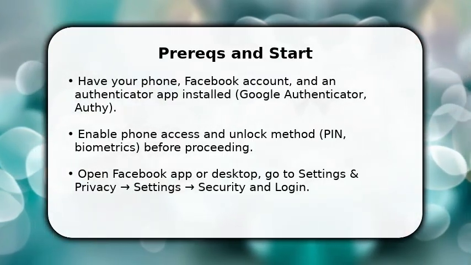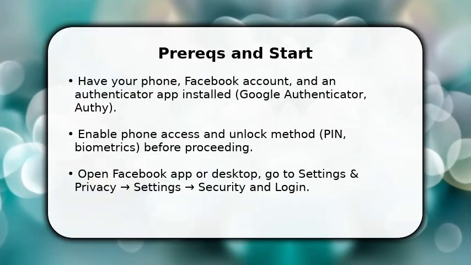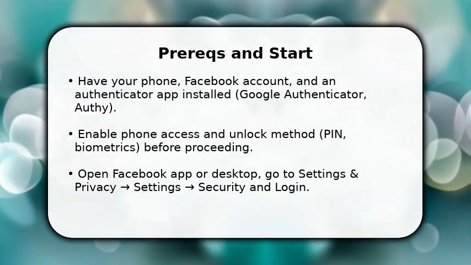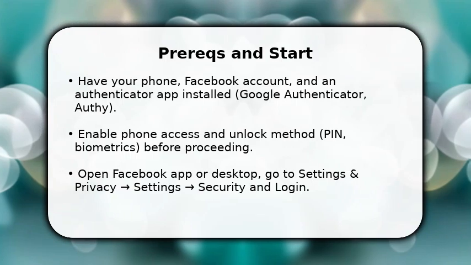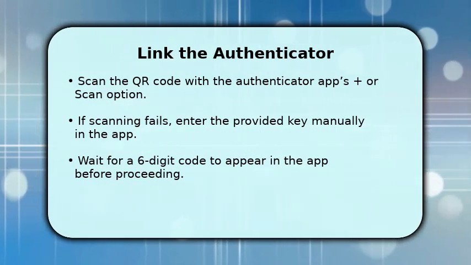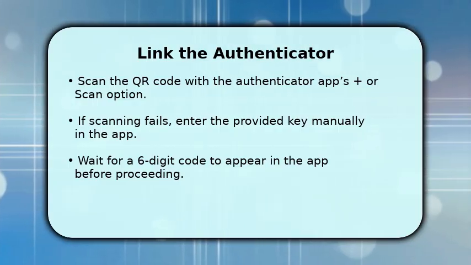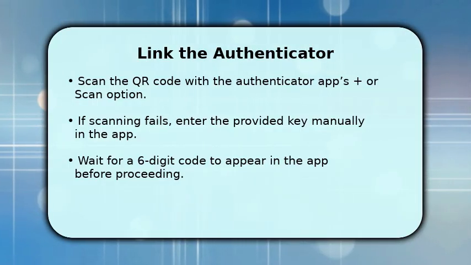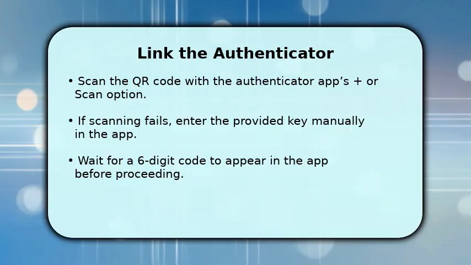Once you choose Manual Setup, you'll see a QR code and a backup key. Keep the app and this screen visible to complete the link. Now link the accounts. Open your Authenticator app and tap the Add or Scan button. Point the camera at Facebook's QR code. If you can't scan, choose Manual Entry and type the backup key exactly as shown.